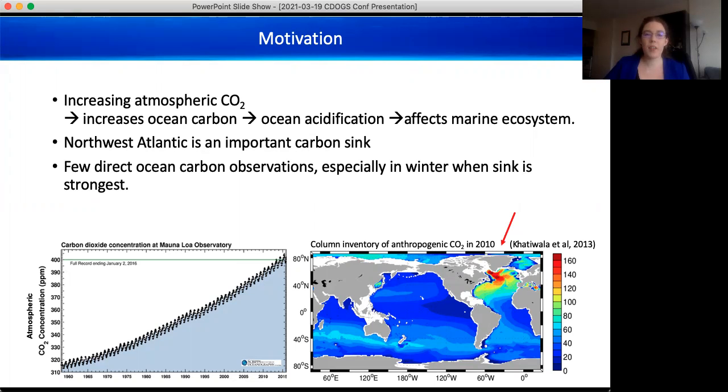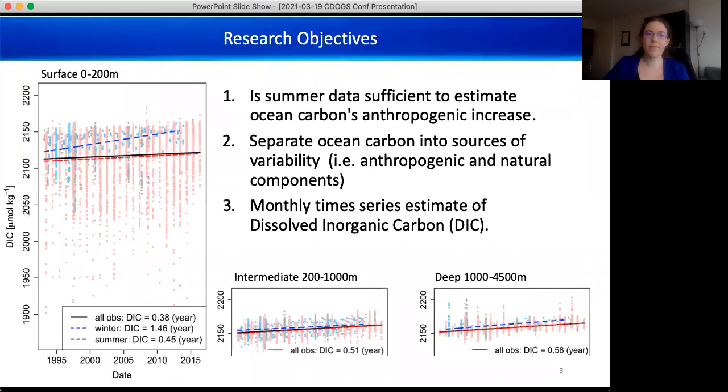The Northwest Atlantic Ocean is an important carbon sink, as shown in the right figure, taking in large amounts of anthropogenic CO2 compared to the rest of the ocean. Few direct ocean carbon observations are available, and due to a seasonal sampling bias, we have especially few in the winter when the sink is strongest. As such, we question if summer-only data is sufficient to estimate ocean carbon's anthropogenic increase.